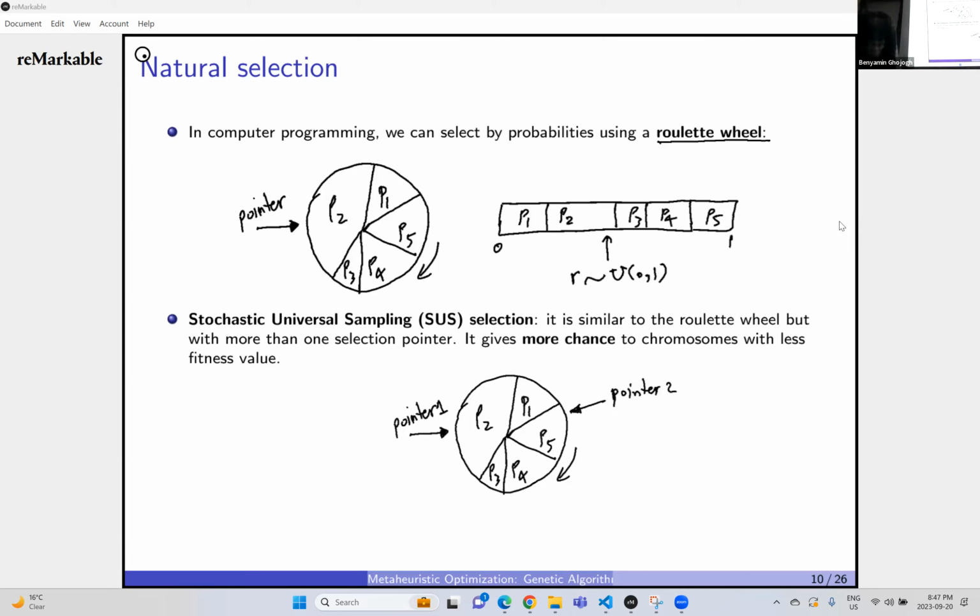Then I have a pointer. Then I rotate this roulette with some random speed or random number of iterations. Doesn't matter. Wherever it stops, the cell in front of the pointer, we may select it as a parent. I do this again and again several times, so I select all of my parents. Of course, if a chromosome has higher probability, it is more probable to be selected by the pointer. Agree?